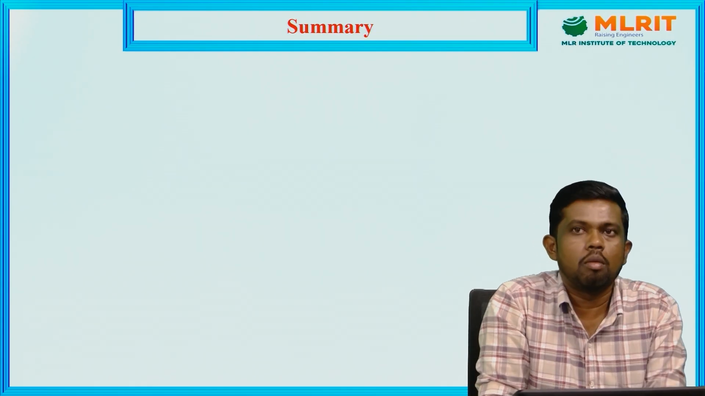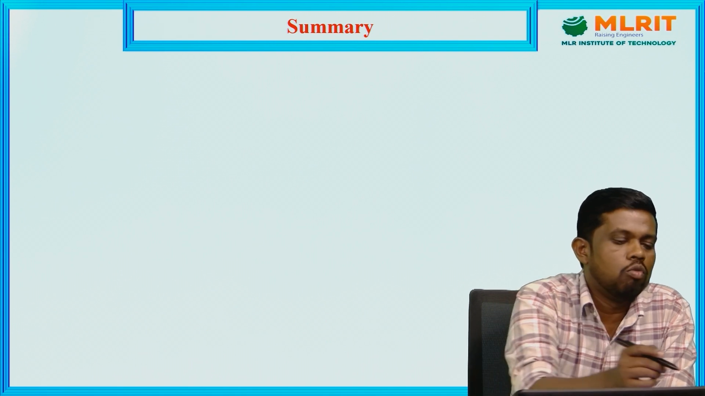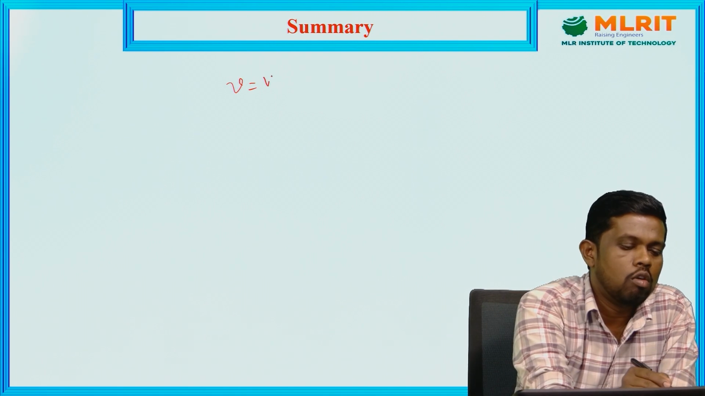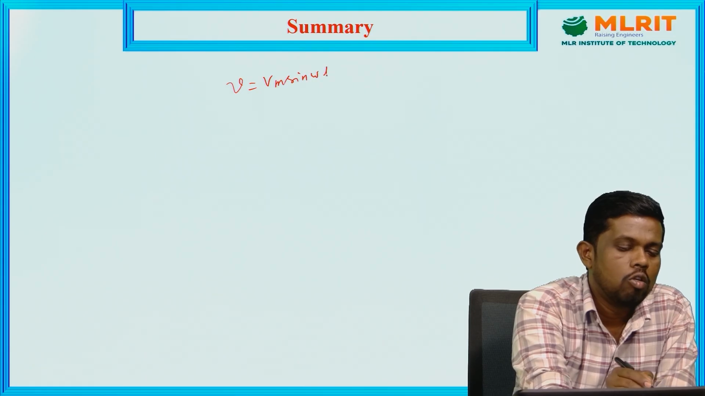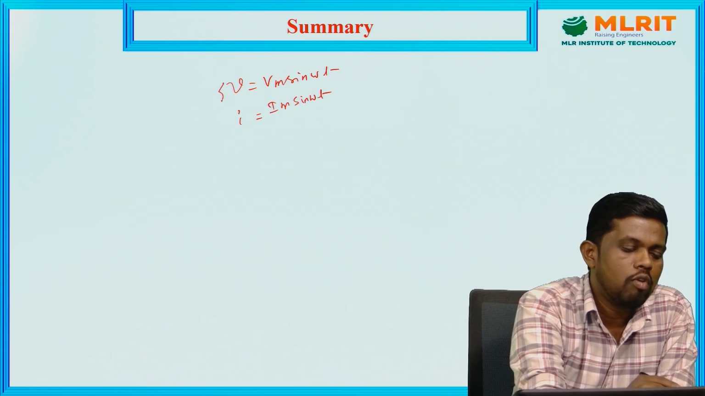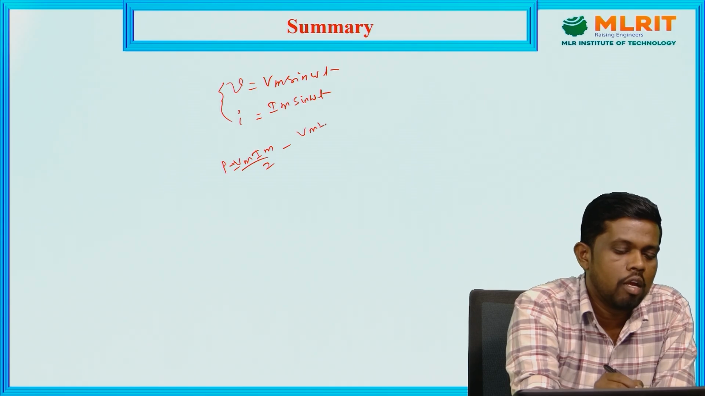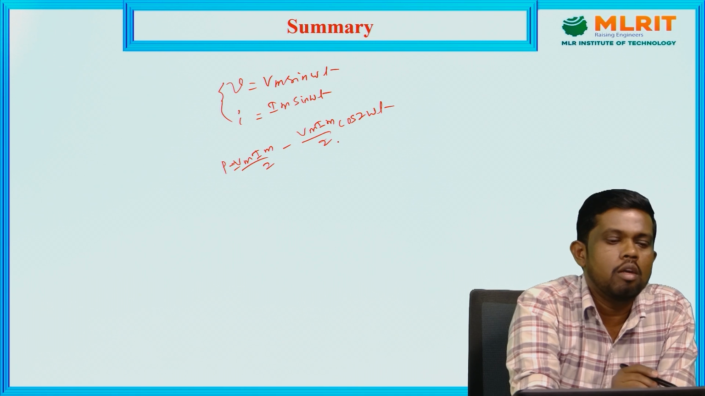In the summary of the session, we have analyzed the resistance of any material with the help of an AC source. First we get the instantaneous voltage, which is the applied voltage, V equal to Vm sin omega t. Based on that we get the current, Im sin omega t. From this, the instantaneous power is Vm Im by 2, minus Vm Im by 2 cos 2 omega t. This is the instantaneous power taken by the resistor.